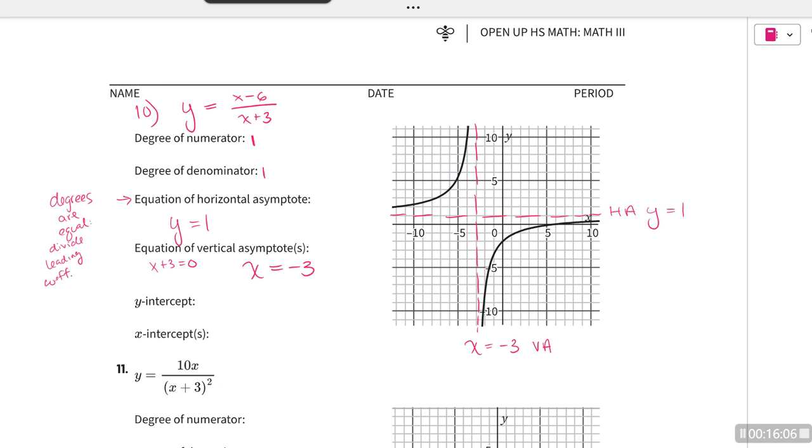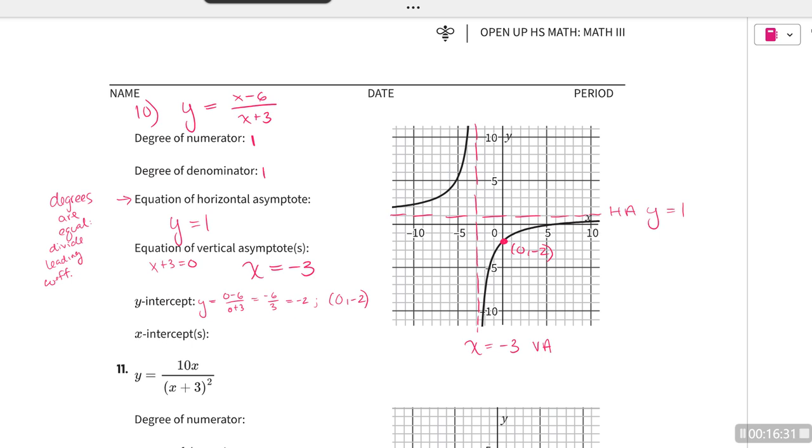The y-intercept. So we're going to go ahead and set x equal to 0. So 0 minus 6 over 0 plus 3 gives us negative 6 over 3, or negative 2. So for our y-intercept, we have 0, negative 2. Let's plot that on the graph. We can see that it does cross right there at 0, negative 2.